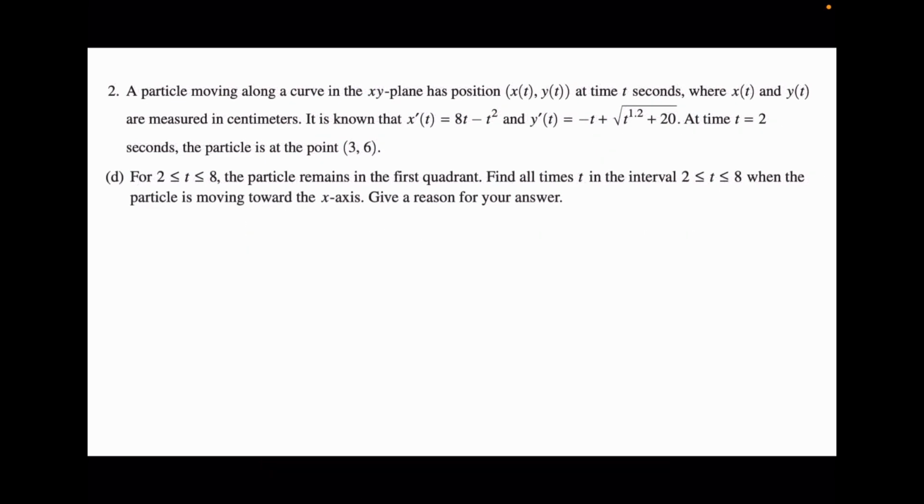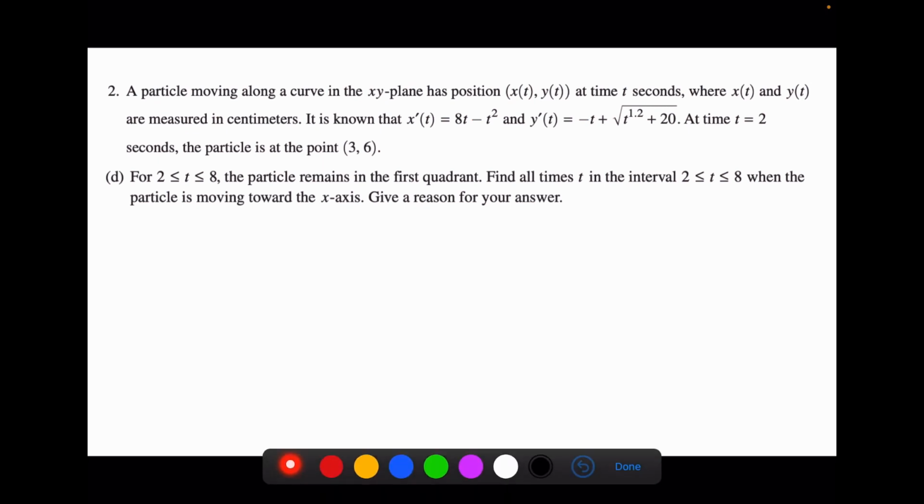So now doing problem B here. So for 2 is less than or equal to t is less than or equal to 8, the particle remains in the first quadrant, and we're going to find all times t in the interval 2 is less than or equal to t is less than or equal to 8 when the particle is moving towards the x-axis, and we want to give a reason for an answer. So if I map this out, we're in the first quadrant, so we're here, right? This is Q1, and we have a point. We're going to find all times t in which that particle is moving towards the x-axis.